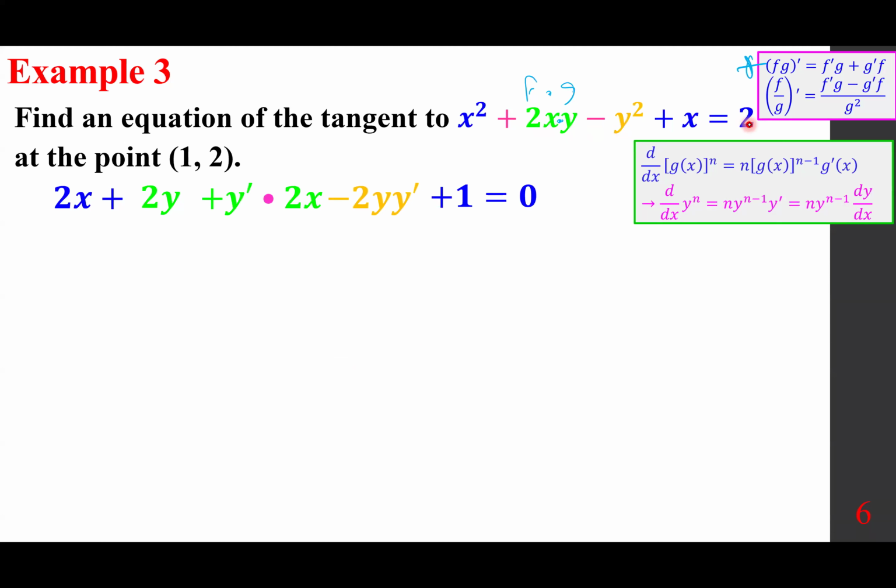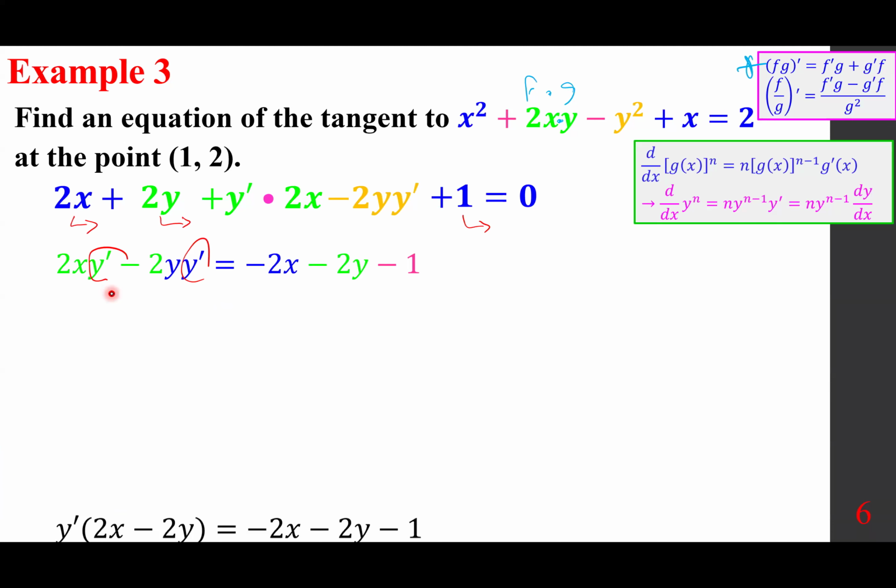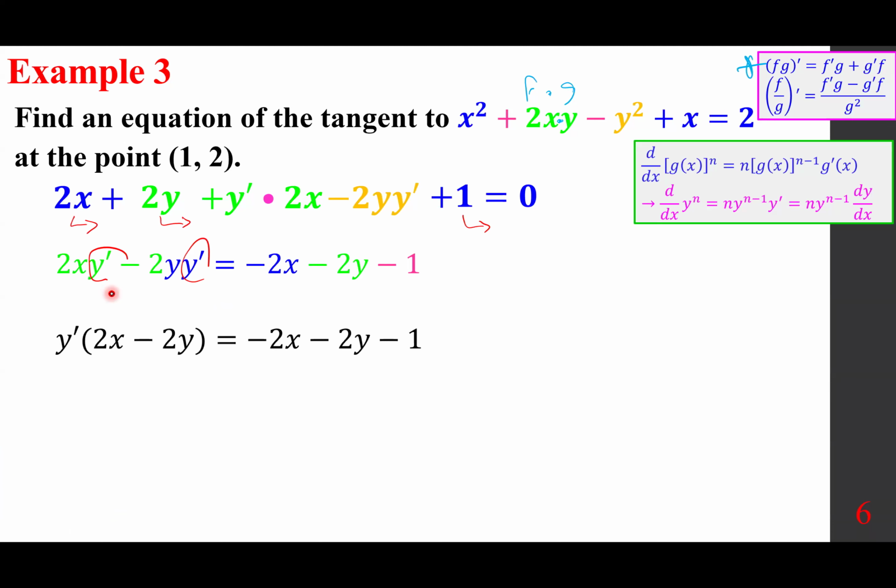We can plug in here to find y prime numerically, and that becomes this one. But I like to solve for y prime. To do so, I'm going to move the following. This is going to move, becomes negative 2x. This is going to move, becomes negative 2y. This is going to move, becomes negative 1. On the left side, I'm going to factor out the y prime, and I get y prime times (2x minus 2y). The right side I'm not touching. And so y prime is the right side divided by the parentheses.